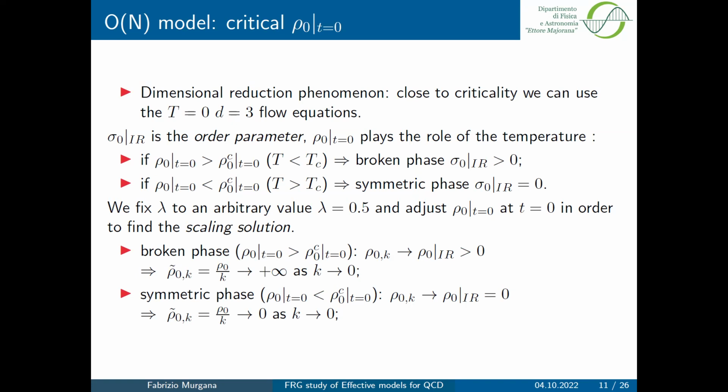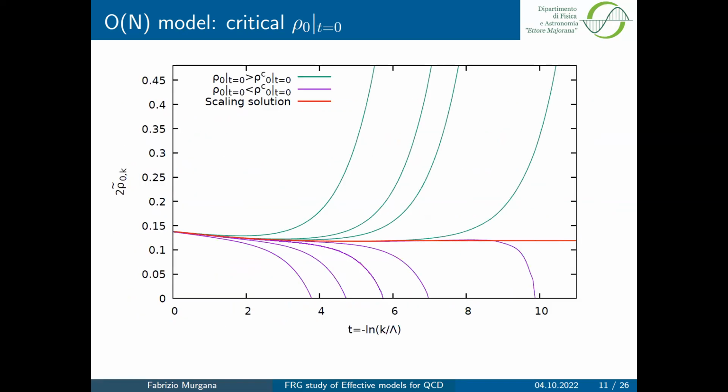is this: if we end up in the broken phase, so for a value which in the UV is bigger than the critical value, then our rescaled minimum will diverge, because it will go to a finite value and then divided by k will diverge. Otherwise, if we consider a symmetric phase, then the minimum will go to 0 at a finite k, and when you divide by k, it's still 0. So this is exactly what we see here. We see what we expect as a scaling solution, and then we see that the curves that deviate upwards are the ones for rho bigger than rho critical, and the ones which go down are the ones which lead to the symmetric phase, associated to a lower value with respect to the critical value.